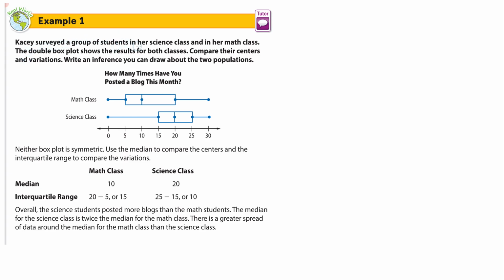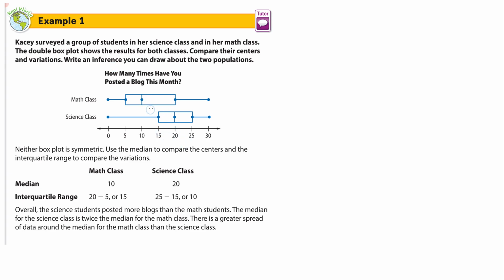Casey surveyed a group of students in her science class and in her math class. So the top one's her math class, the bottom one is the science class. The double box plot shows the results. Compare their centers and variations. Write an inference you can draw. So an inference, like a prediction or an educated guess of what is going on here.